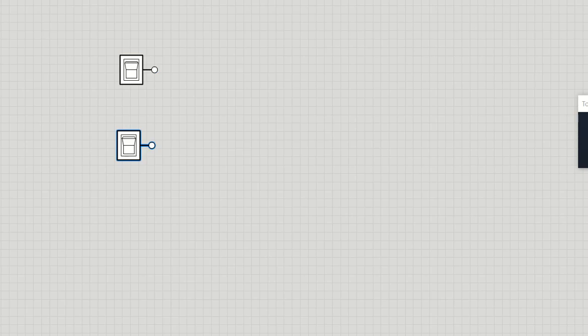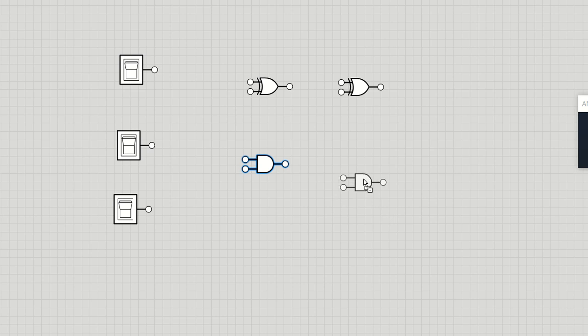Now let's connect A, B and C. Two XOR gates, two AND gates, one OR gate, two light bulbs.